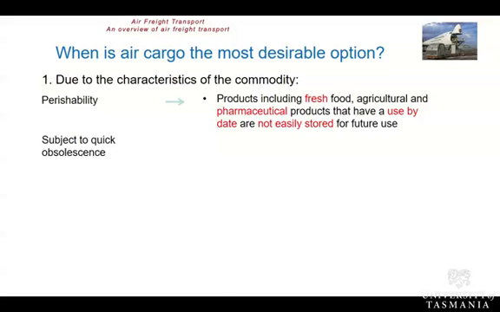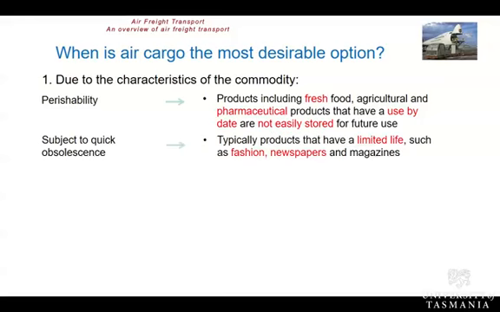Another reason why air cargo can be the most desirable option is that if the product itself is subject to quick obsolescence. So things such as newspapers, magazines, they lose their saleability after a number of days. So that's a suggestion that those goods have to get into the market reasonably quickly. In addition to that, of course, if you've got fashionable items, you want those fashionable items to arrive in the market quite quickly, so you can take advantage of that window of opportunity.